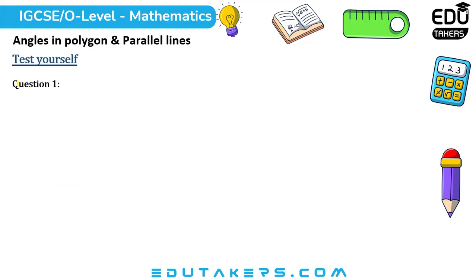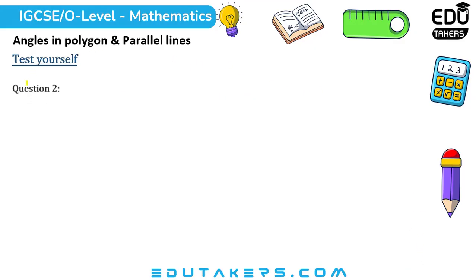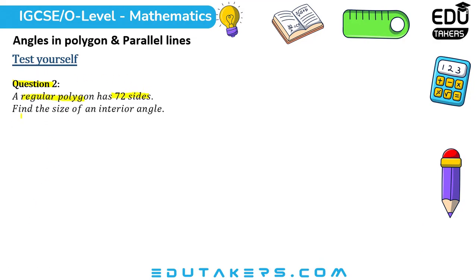Test yourself. Question number 1: the interior angle of a regular polygon with n sides is 150 degrees. Calculate the value of n. It's a 2-mark question. Question number 2: a regular polygon has 72 sides. Find the size of an interior angle. It's a 3-mark question.